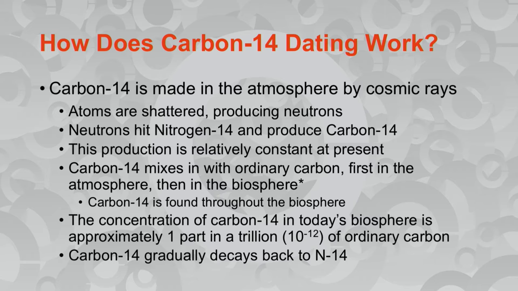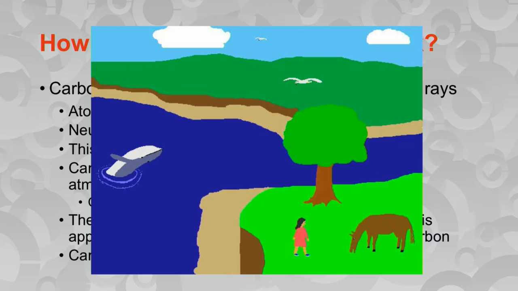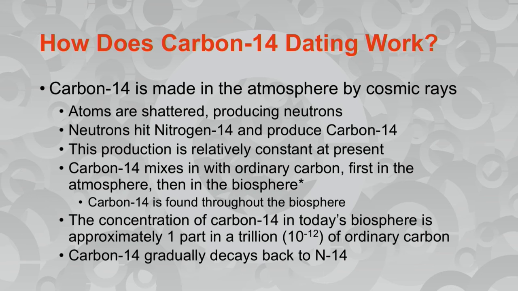Carbon-14 mixes with ordinary carbon, first in the atmosphere and then in the biosphere. I should probably explain the biosphere. The biosphere does include the atmosphere, but it also includes plants of various kinds, animals, people, birds, whatever, the rivers that have some carbon dioxide dissolved in them, and the ocean, including the upper ocean animals as well. Anyway, carbon-14 is found throughout the biosphere.